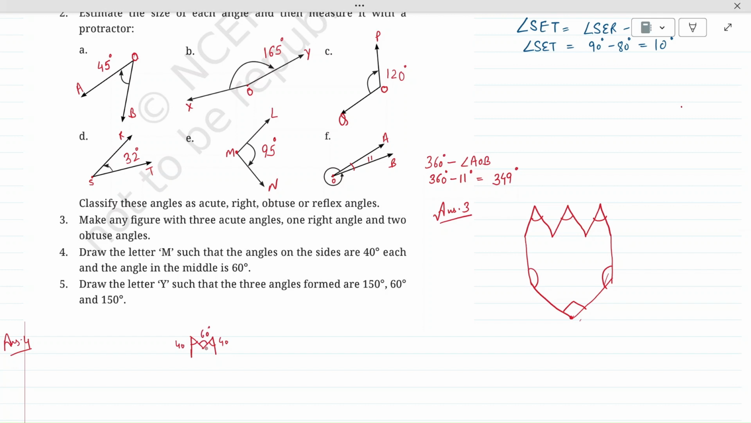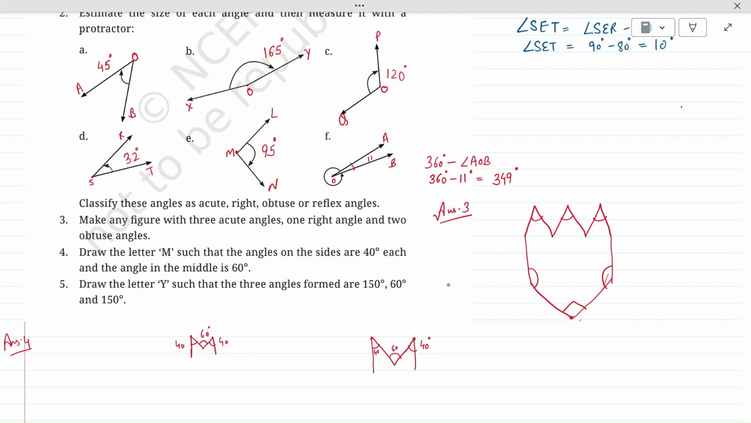So how are you going to make it? We will start with this point. We will put a protractor here, make a straight line, make an angle at 40 degrees. Okay, so now it ends here. From here we will make a 60 degree angle, and when it reaches here again we will keep the protractor here in line with this center and make another 40 degree angle. So this way we can make it.